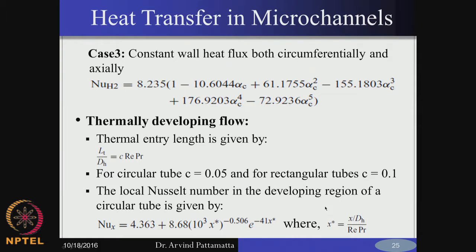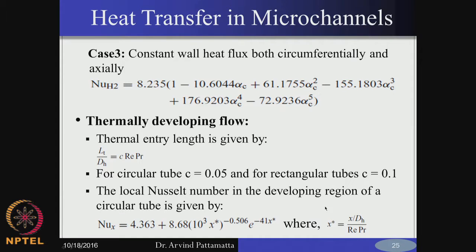But if you are talking about thermally developing flows, that means the thermal developing length has to be calculated. So, you calculated the hydrodynamic developing length as 0.05 times Re, right. So, now for calculating the thermally developing length, it has to be 0.05 times Re times Prandtl number. Okay. If your Prandtl number equals 1, both the hydrodynamic boundary layers and thermal boundary layers grow simultaneously at the same rate. So, there is no problem. So, both developing lengths will be the same.